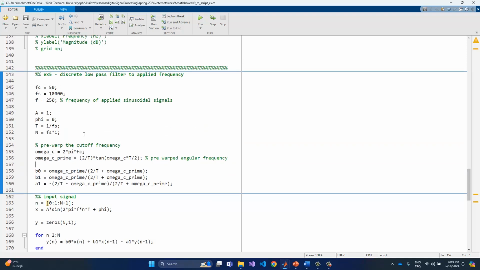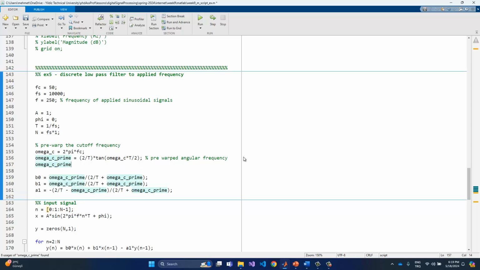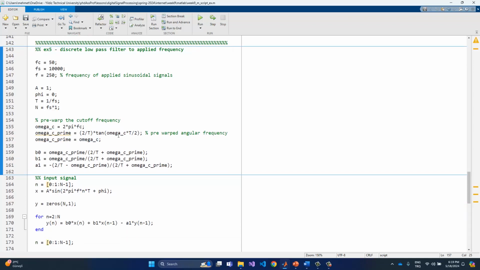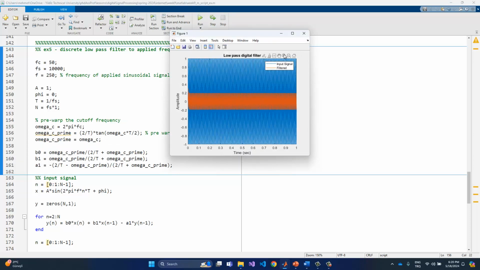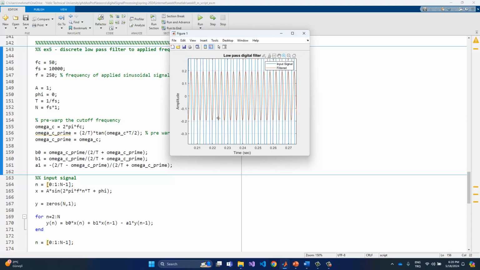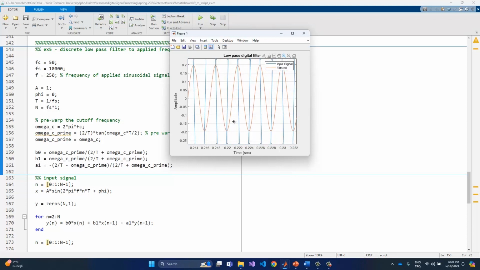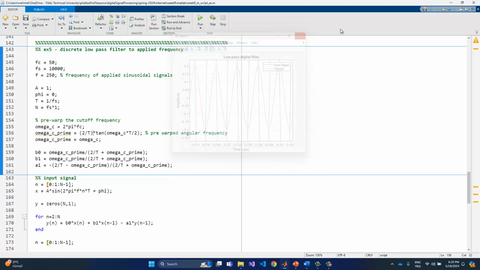But we have some differences in here just like this one. The omega c prime can also be assigned with omega c in here. So maybe we consider that the omega c prime, or the pre-warp cutoff frequency, is not used in here. What's the result of these signals? The result doesn't change anything in here, but in some cases we can give some other parameters in here, just like this one.